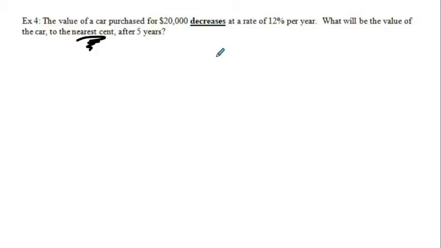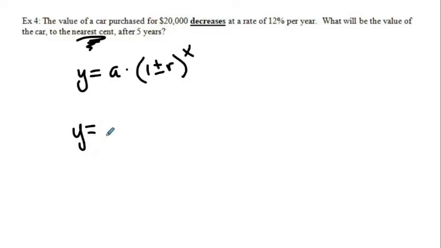Anyway, $20,000 decreases, rate of 12%. We got a lot of information to go on. Let's go ahead and build our function. Y equals a times 1 plus or minus r to the power of x. All right, my starting value is $20,000. All right, times 1 plus or minus, right? That is the question. Are we plussing or are we minusing? Well, is this going to be a growth or a decay?